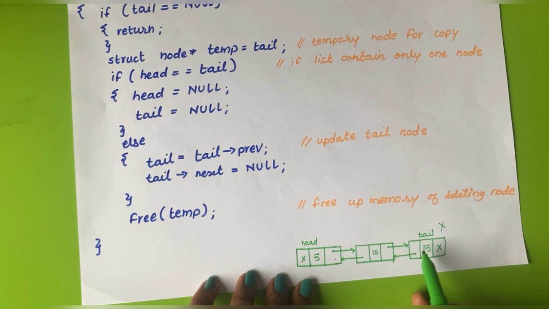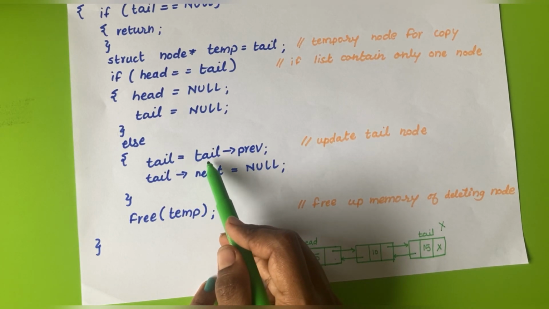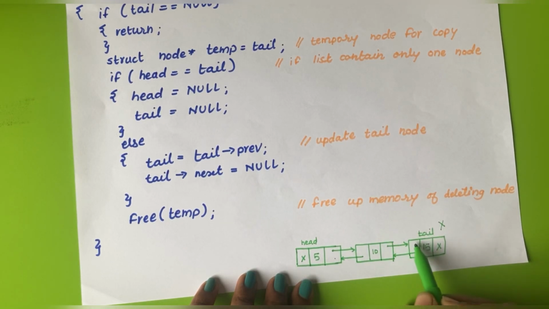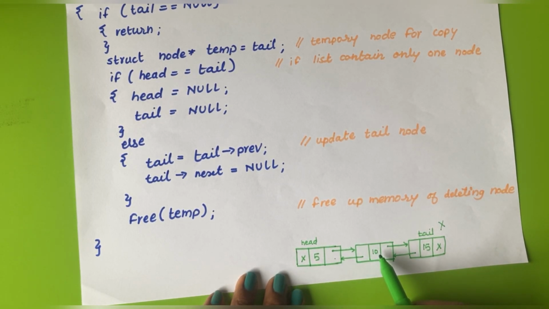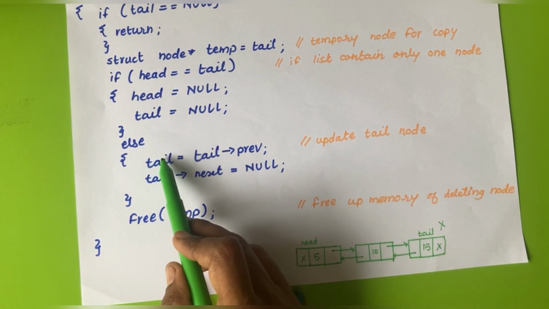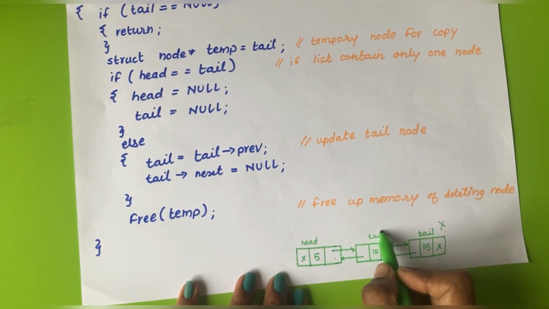Okay, so first we will make this node the tail node. So which node is this? The current tail's previous node will now act as the current tail node. So I'll copy the value of tail's previous node into the tail. That means tail's previous field is pointing to this node, so now this node will act as the tail node. I have copied tail's previous node to the tail node. So now our tail node is this node.